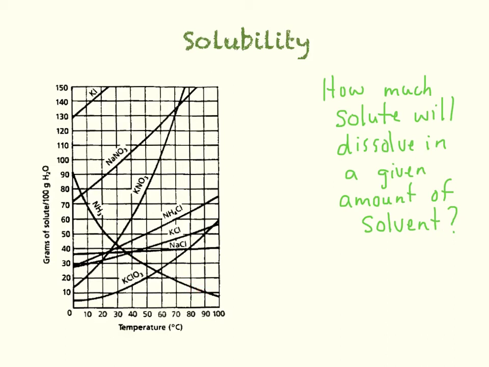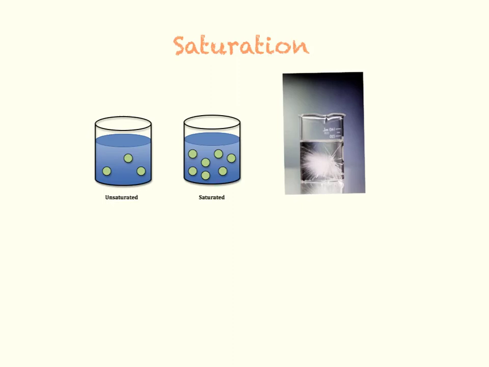So if we had, let's say, 60 grams of potassium nitrate, we could not dissolve all 60 grams of that until we got up to 40 degrees Celsius. So if we were at 20 degrees Celsius, all 60 grams would not go. At 20 degrees, somewhere around 32 or so grams would go, and then the leftover would just sit in the bottom. So that brings us to the point of saturation.